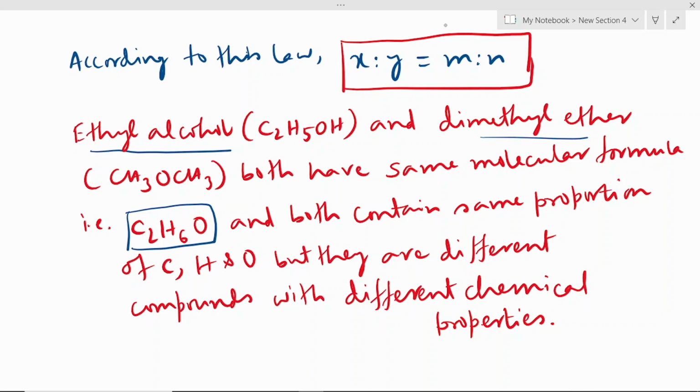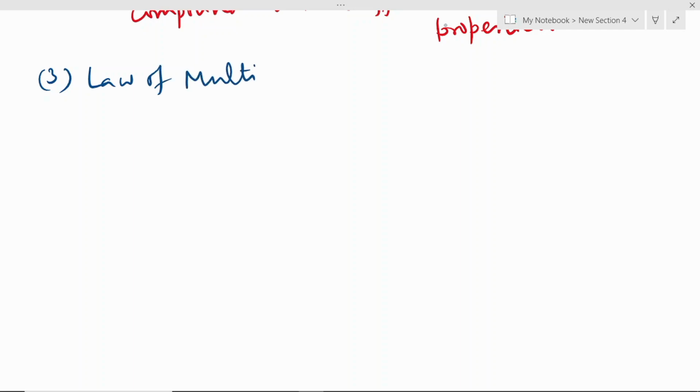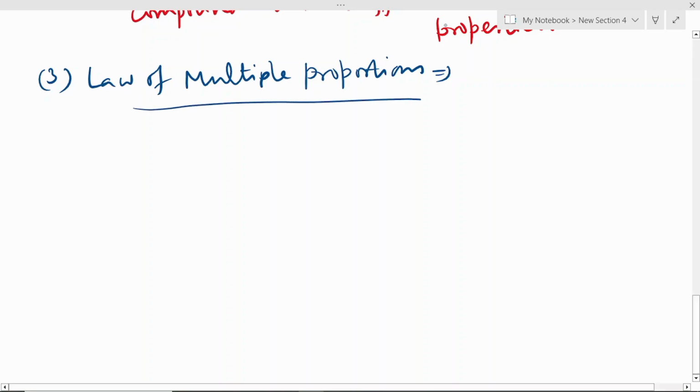Now, what does the third law say? The third law is the law of multiple proportions. If two elements can combine to form more than one compound, the masses of one element that combine with a fixed mass of the other element are in a ratio of whole numbers. This is the statement of the law of multiple proportions. We will understand it by an example.